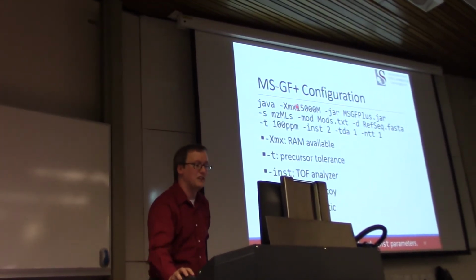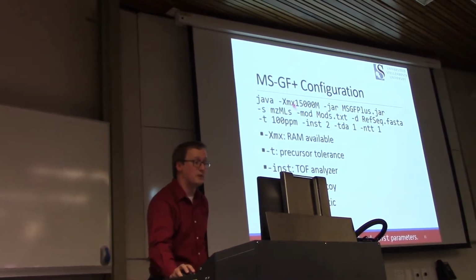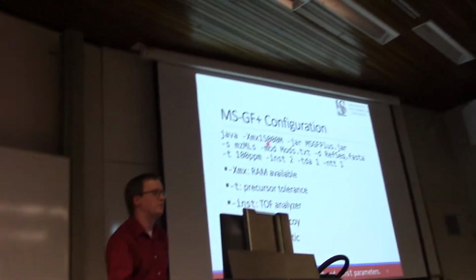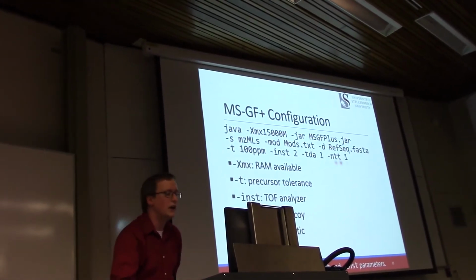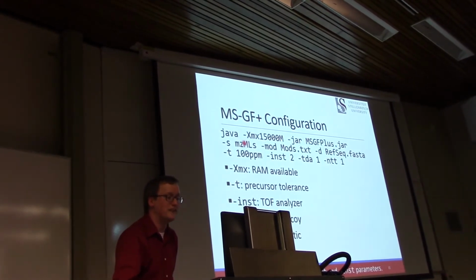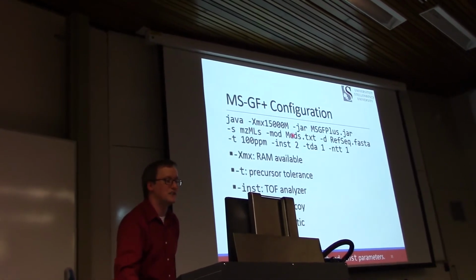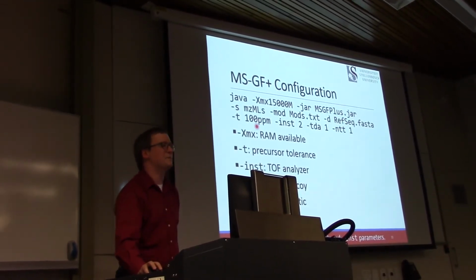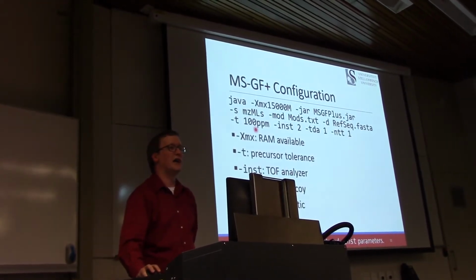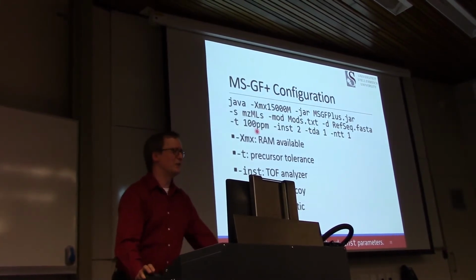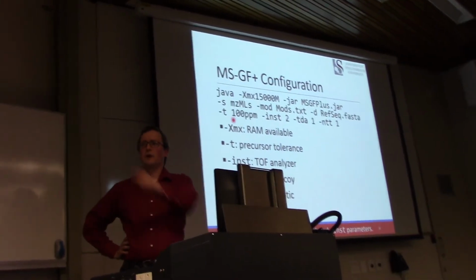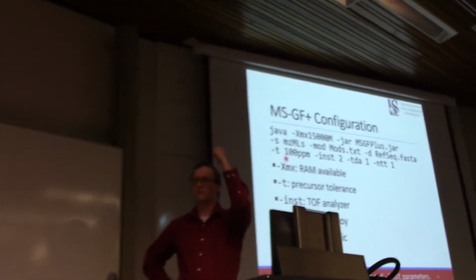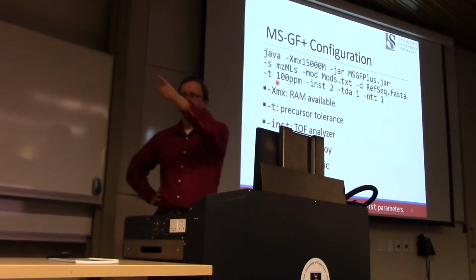So I have to give MS-GF Plus some memory to work with. Here I've given it 15 gigs of RAM. You don't have to give it that much, but I did. I had to tell it where to find its mzML files. I had to tell it where to find its PTM configuration. I had to give it a sequence database to work with. I had to specify a precursor mass tolerance. Now, this is where Grant stands up and starts shaking his fist. There it is. Thank you, sir.